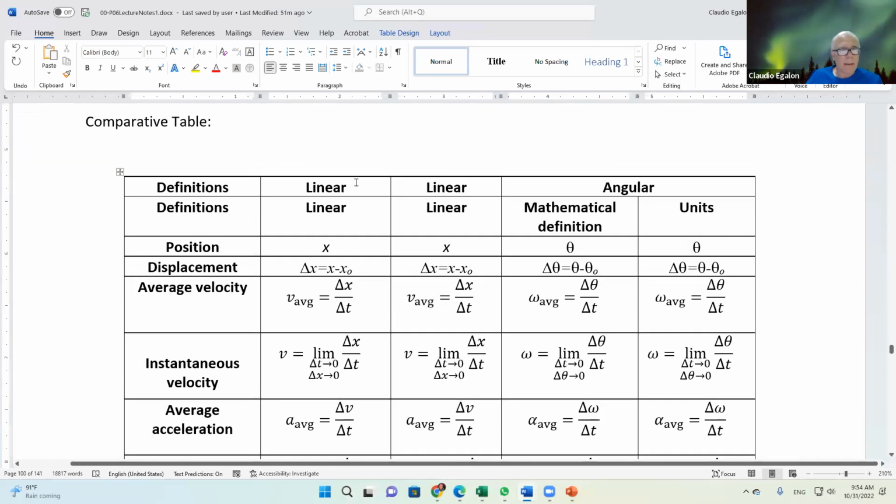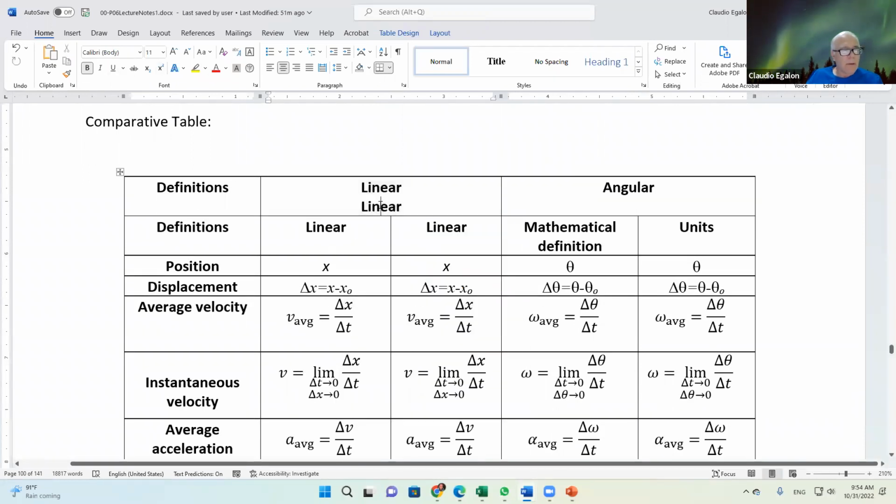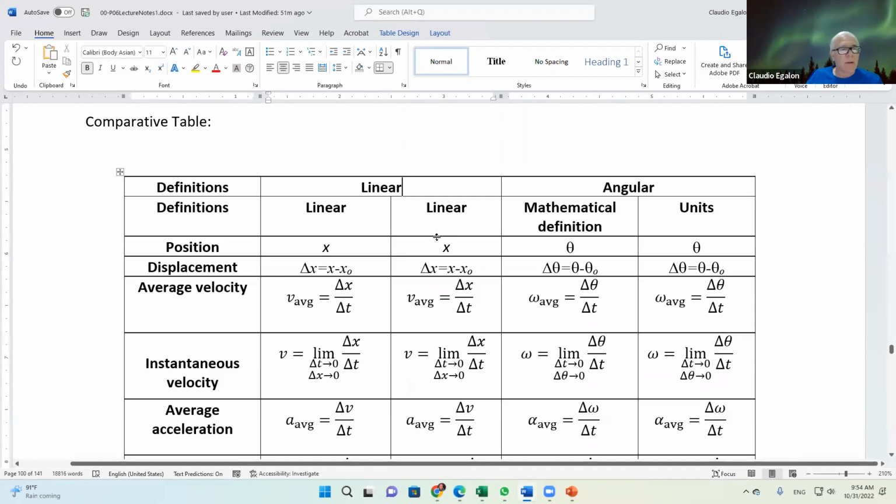Like that, linear. Make it look nicer, huh? Tables are a very good tool to understand some difficult concepts, okay? Linear, mathematical, you can put the same thing. Mathematical definition, okay, and units.